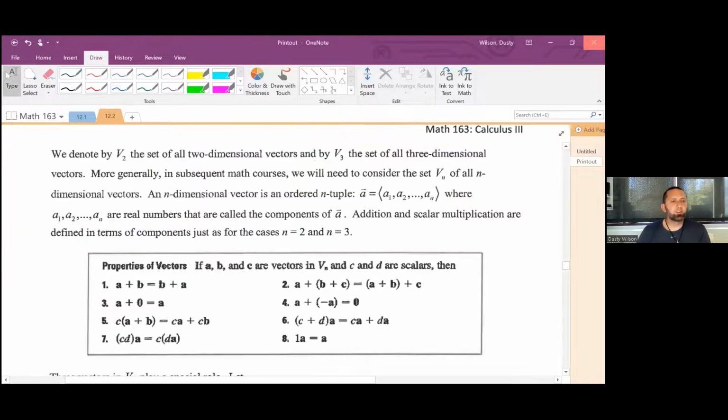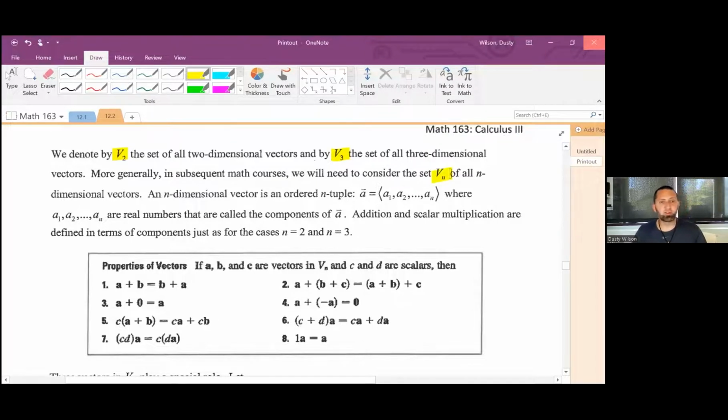We denote by V2 the set of all two-dimensional vectors, and by V3 the set of all three-dimensional vectors. Just to note, this is a capital V2 and a capital V3, versus the lowercase v's that we were using earlier. More generally, in subsequent math courses, we will consider the set Vn of all n-dimensional vectors.